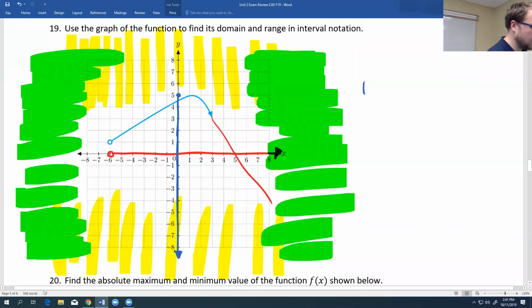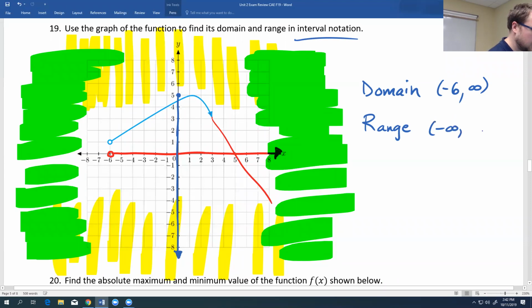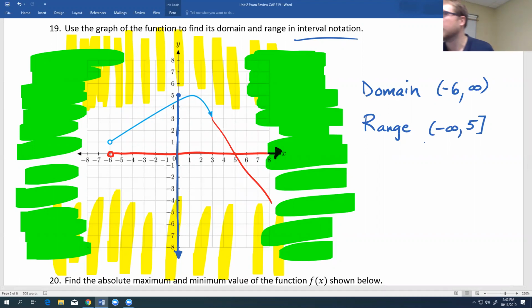Okay, and now just writing that out. So for my domain in interval notation, I have -6 not included to positive infinity. For my range, I have negative infinity up to 5, and that is included. This confused me because I know that 5 should be included, but when I look at the answer key, it's not. Because logically, I think it should be included, right? That might just be a typo.